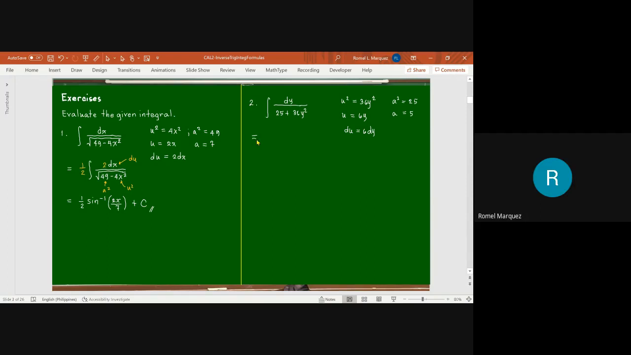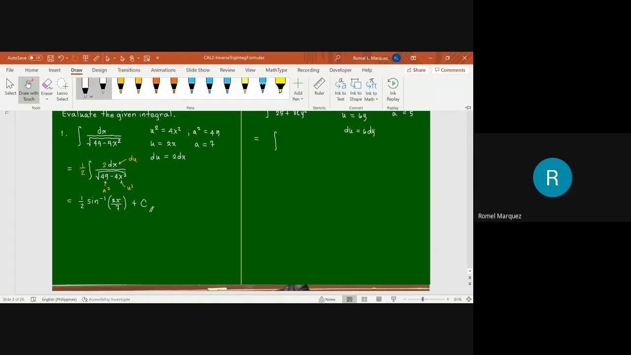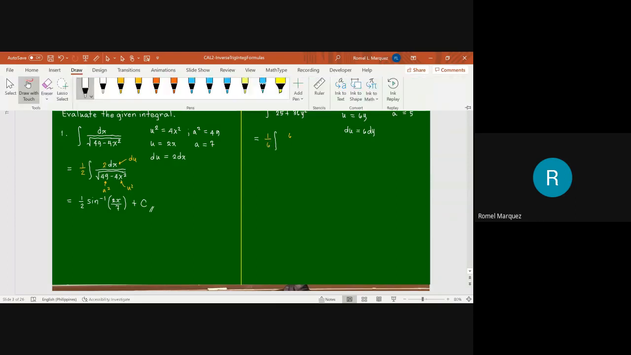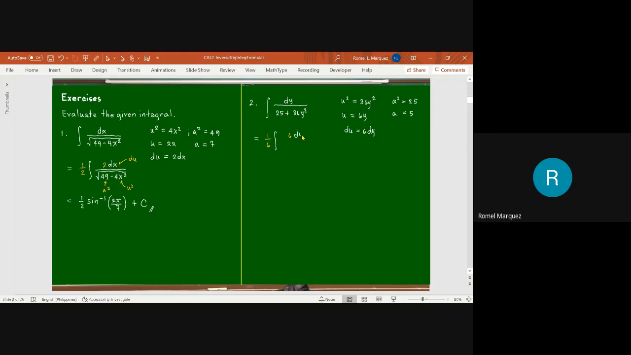So it is equal to the integral of, what is missing in the numerator so that we are able to complete the du? 6. So multiply that by 6, but we have to balance it outside by 1 over 6. Then copy the rest: dy over 25 plus 36y squared.